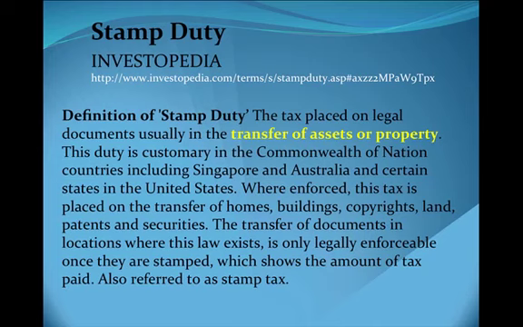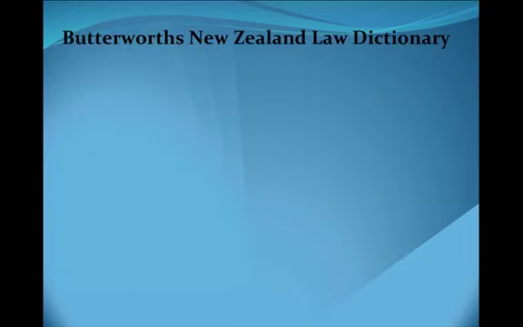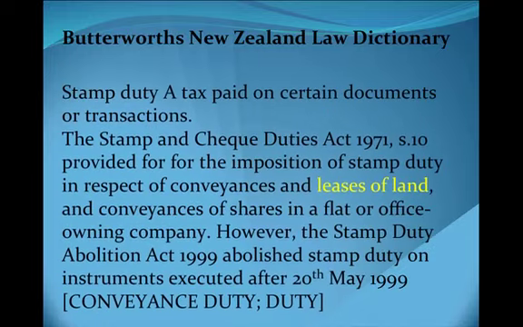The transfer of documents in locations where this law exists is only legally enforceable once they are stamped, which shows the amount of tax paid, also referred to as a stamp tax. Okay, now we are land, we have been patented, and we are securities. So what they're doing is transferring our assets or property with stamp duty. So we need to go a bit deeper into this, and we'll look at what Butterworths New Zealand Law Dictionary says.